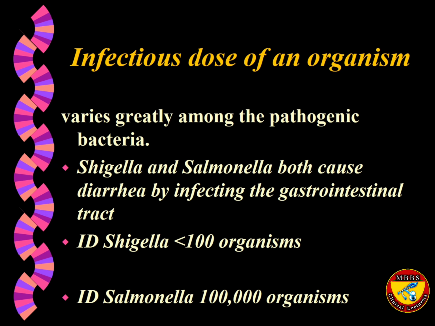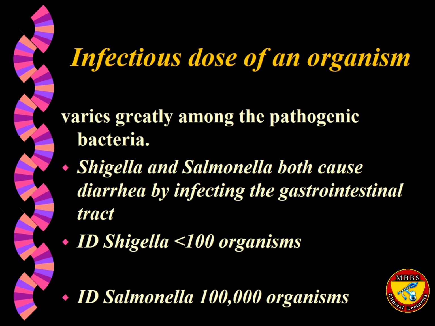Now, what is an infectious dose of an organism? Infectious dose varies greatly among different bacteria. For example, Shigella and Salmonella both cause diarrhea by infection of the gastrointestinal tract. But the infectious dose of these organisms is widely different. In case of Shigella, only less than 100 organisms can cause dysentery, while in cases of typhoid, which is Salmonella, more than 100,000 organisms are needed.